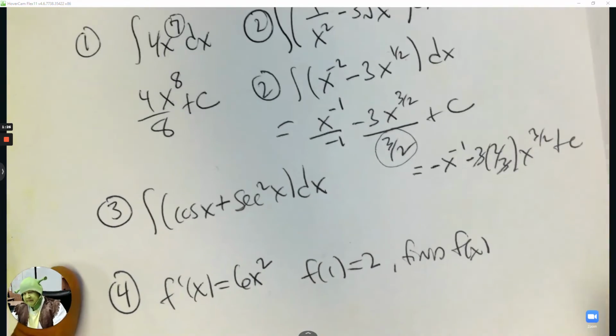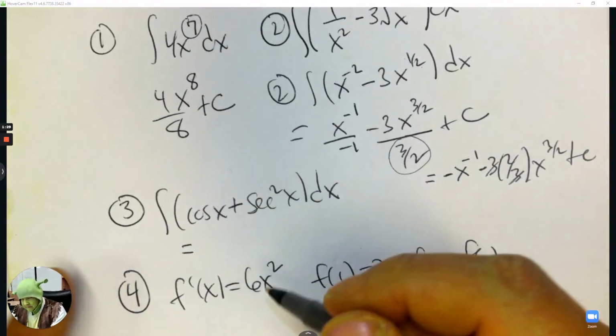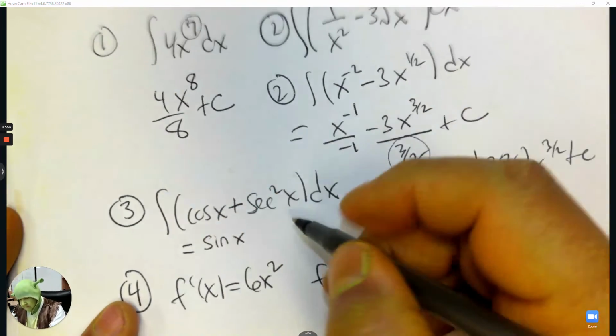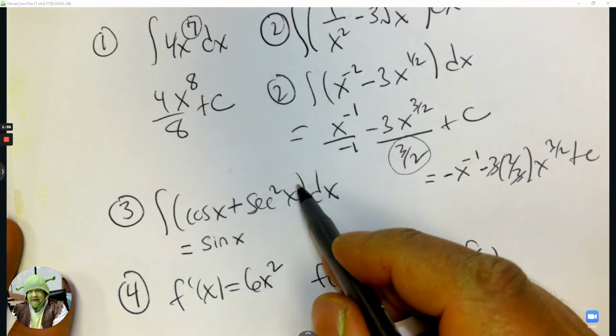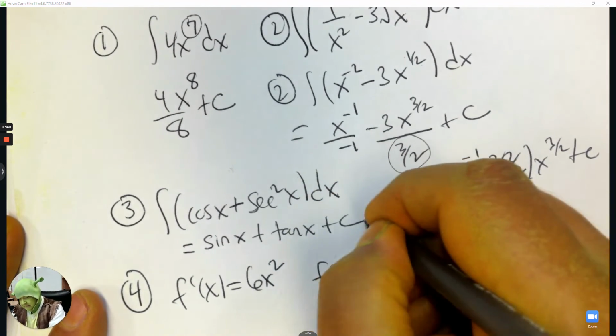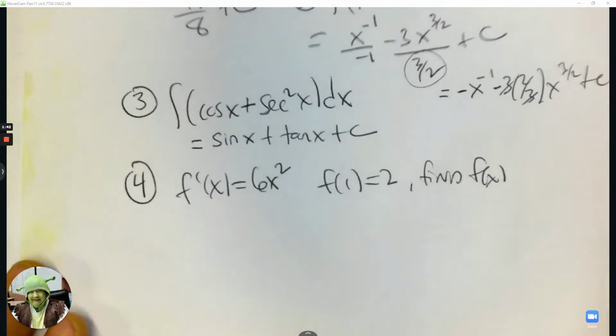All right, number 3. How about trigonometry? What's the antiderivative of cosine? And the answer is sine. What's the antiderivative of secant squared? The answer is tangent. And then plus c. That's it.